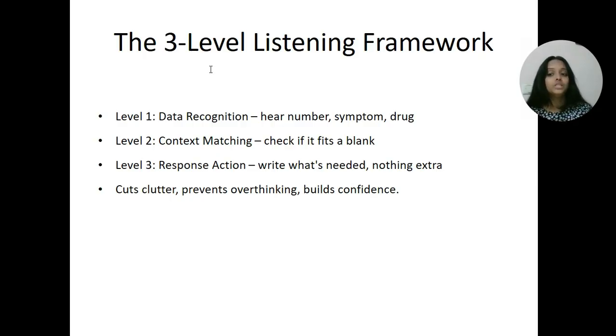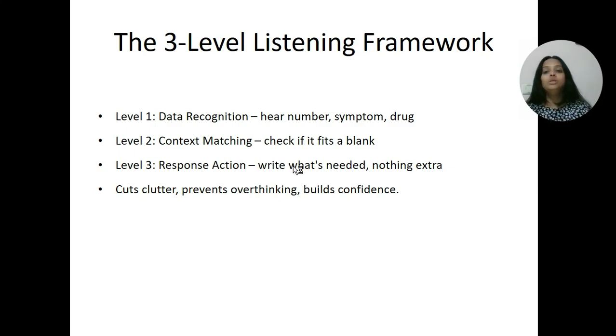And level two is context matching. Your brain checks whether this fits a blank I previewed. If the prompt was like duration of cough, so this is your target, right? So you need to look immediately or catch the options which are relevant to the duration of the cough. And level three is response action.